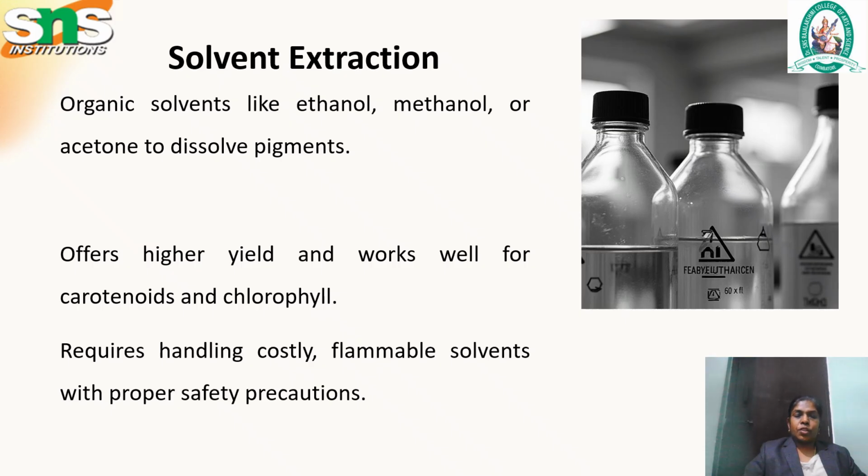Second one is solvent extraction. Here we use solvents other than water. Organic solvents like ethanol, methanol, acetone, which are used to dissolve pigments, can be utilized here. So they offer very high yield and also work well for carotenoids and chlorophyll. For example, aqueous extraction works well for flavonoids, while here it is carotenoids and chlorophyll. So you have a group of dyes which are suitable for different extraction methods.